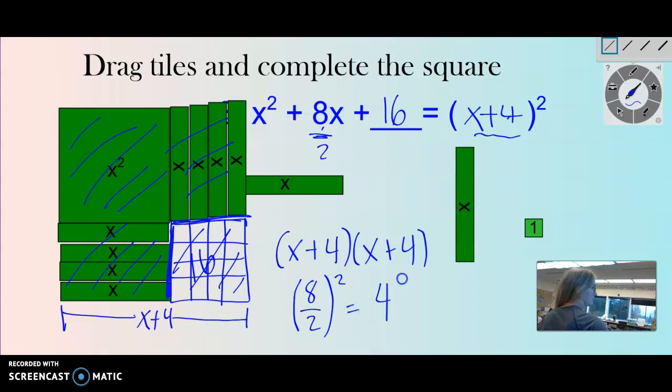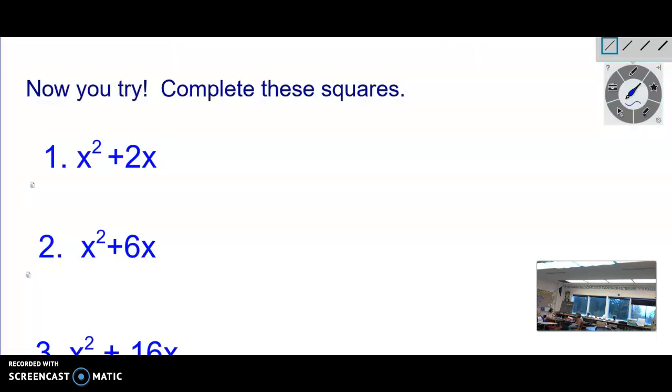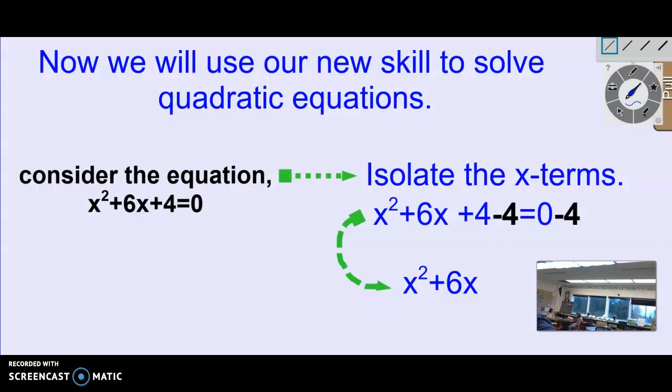So 4 squared is how many we had to add. And also notice that when it factors, it factors into x plus that number, squared. All right? And so what I want to do right now is show you how to do this to solve an equation.